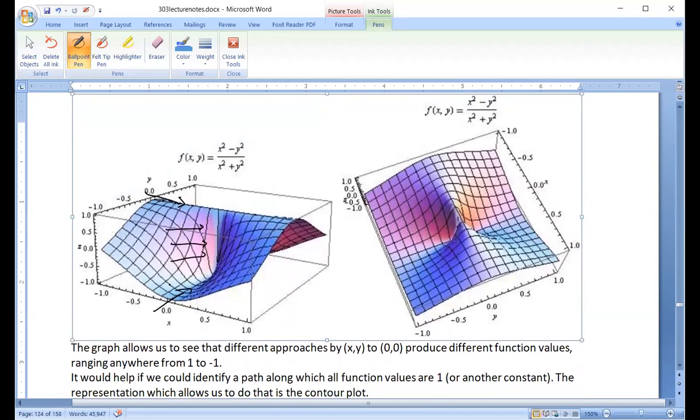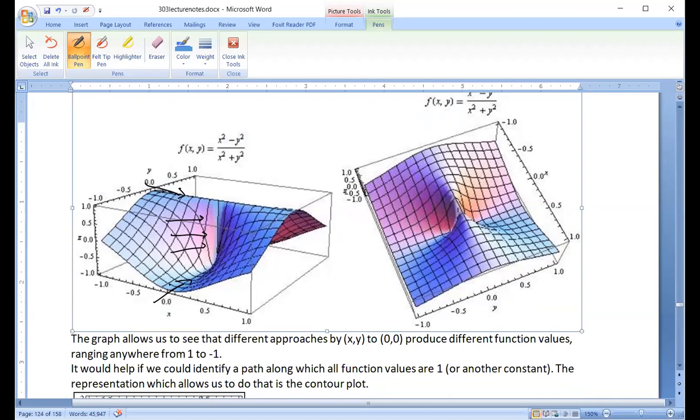Now, what would actually help is to see if we could identify a path along which all function values are 1, or -1, or another constant. We can kind of eyeball it from this one, but it would be nice if the graph just told us that directly. What sort of graphical representation tells you directly, here are all the places where the function value is 1, here are all the places where the function value is -1, et cetera? That is exactly the definition of a contour plot or a contour map. So now let's look at the contour map for this last graph.